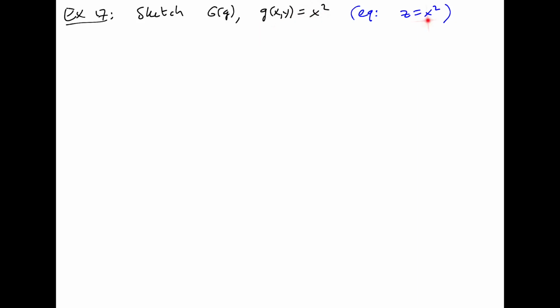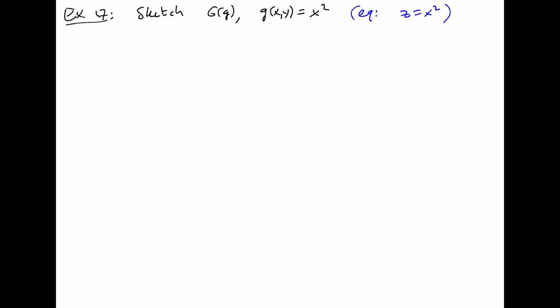So note that the defining equation of this graph, that's where z equals g of x, y, will be where z is equal to x squared. And we see again that the y variable does not appear in this defining equation. And how does that help us? That is what I want to explain now.